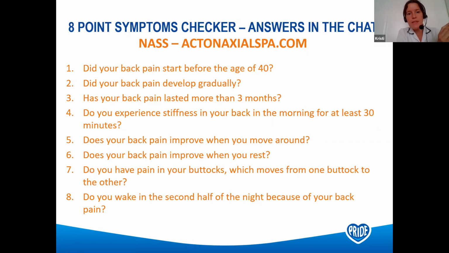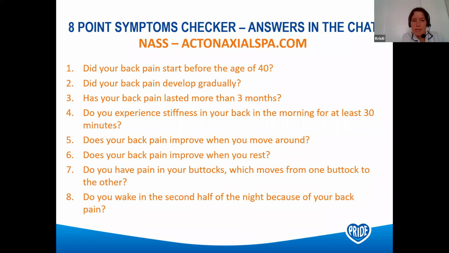So NASS have done a lot of work recently, and they've released a brand new website, www.actonaxialspa.com, and there's a symptom checker on there. So these 8-point symptom checks where patients can go on and answer these questions and get a report back, which might suggest that they bring this to the GPs to explore further to see if they've got inflammatory back pain.